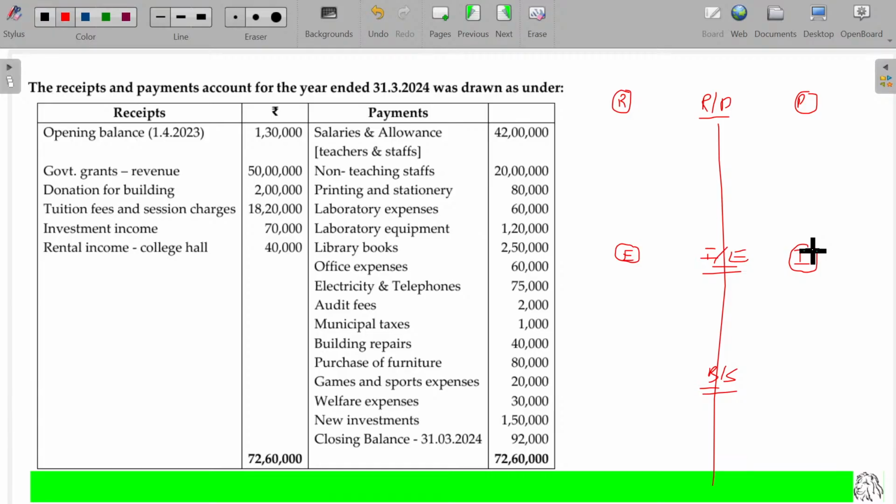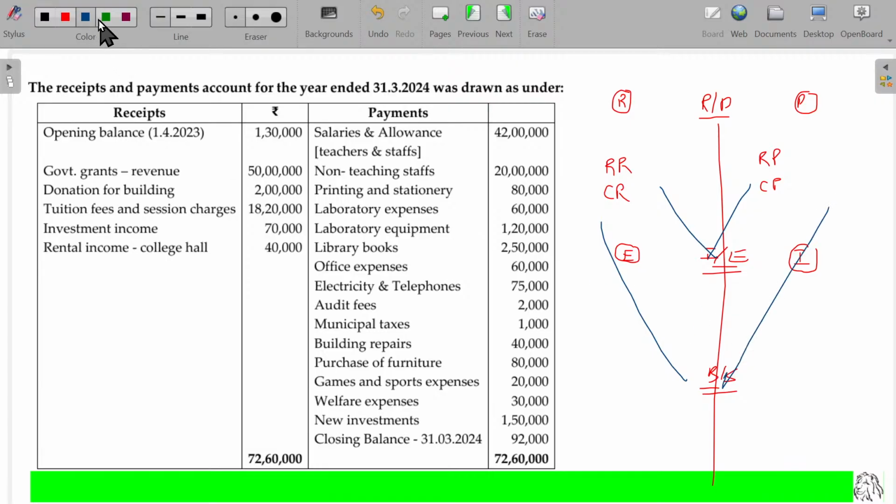We have the receipts. What are the receipts we have? Maybe revenue receipts, capital receipts. Similarly, we have revenue payments as well as capital payments. Revenue receipts and revenue payments will be transferable to the income and expenditure account, and capital receipts and capital payments will be transferable to the balance sheet.